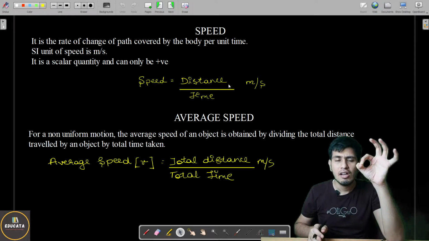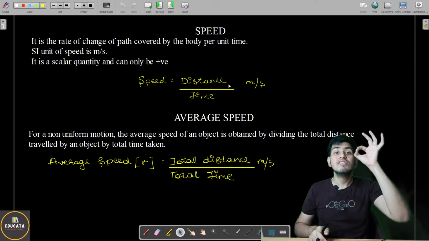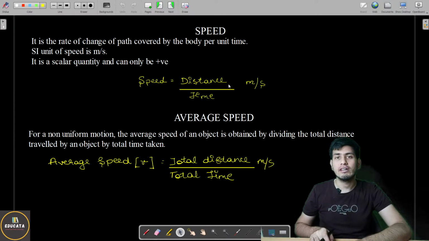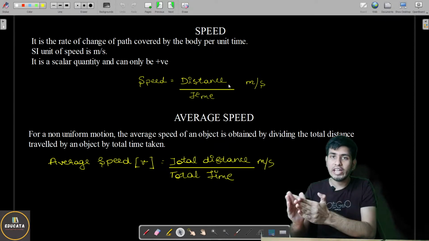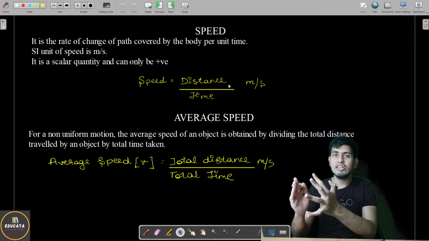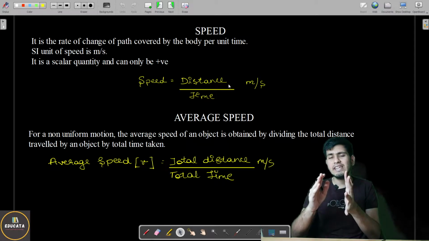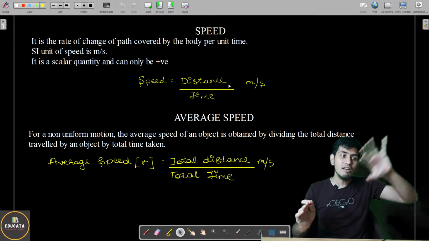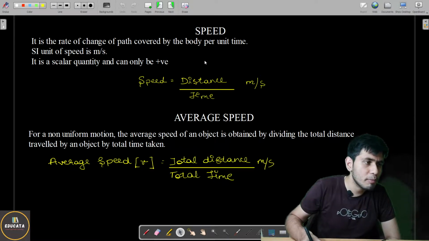Now just consider speed. It is a scalar quantity. Why? Because distance is a scalar quantity. We are not at all considering the direction in which the body is moving. But in the case of displacement, we are considering the direction in which the body is moving. So velocity is basically a vector quantity and speed is a scalar quantity. Okay, so this is the proper thing.